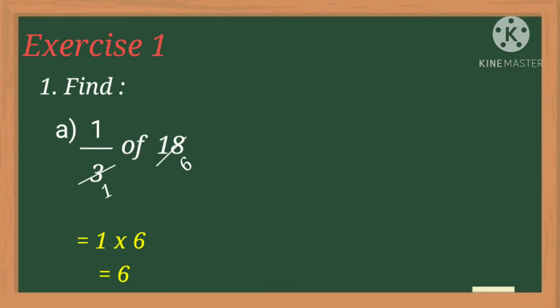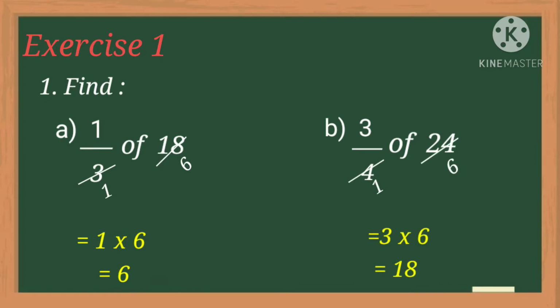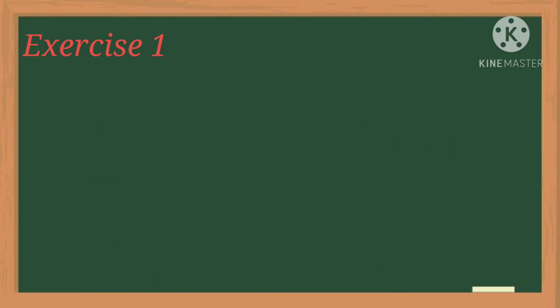And the second one, 3 by 4th part of 24. Cancel out the numbers. 4 ones are 4, 4 sixes are 24. Numerator we have 3 into 6. So 3 by 4th part of 24 is 18.